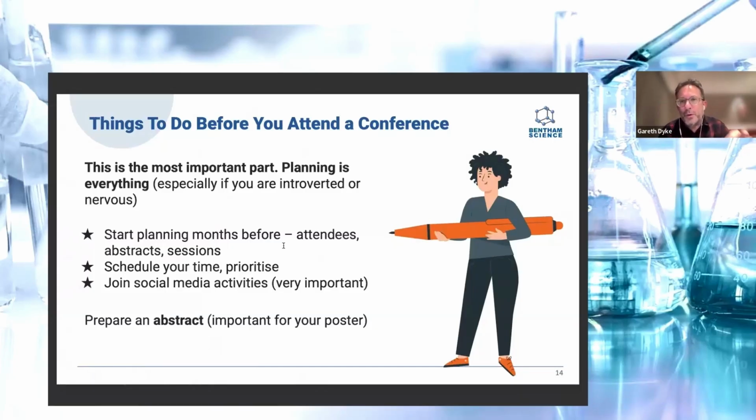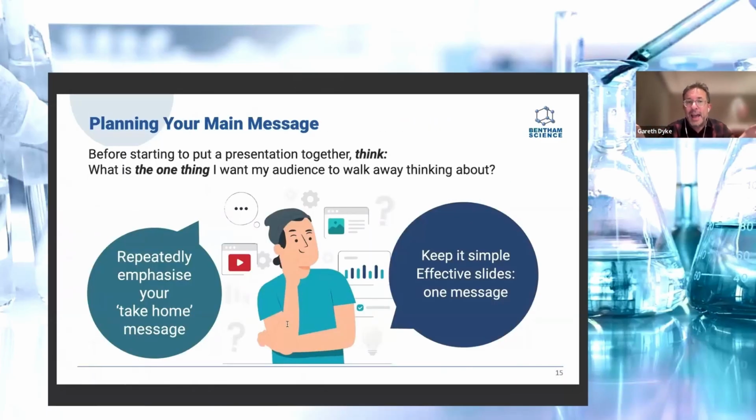And so, things to do before you attend a conference. This is really, really important. Planning is everything, as we've talked about already, especially if, like Scott and I, you're a bit introverted or a bit nervous about giving talks in the first place. So start planning as early as possible. Who's going to be there? When's the abstract deadline? What sessions will be at the conference? Schedule your time, prioritize, join social media activities, and prepare an abstract. Very important to get this together initially, especially if you're going to be talking about your poster at the meeting.